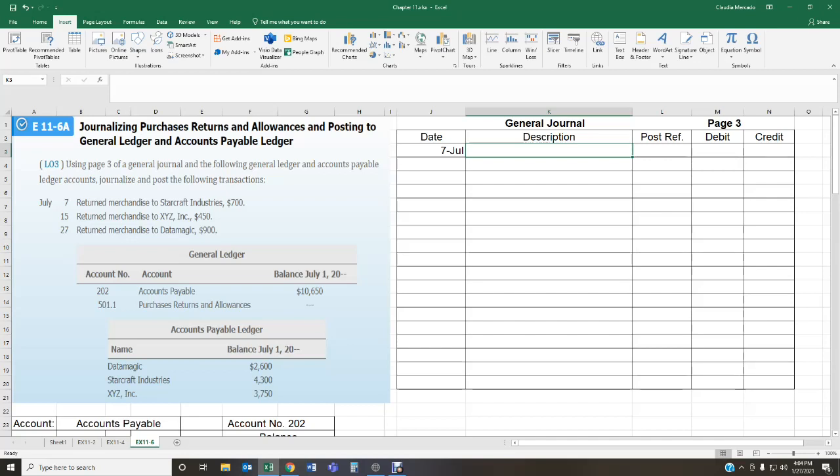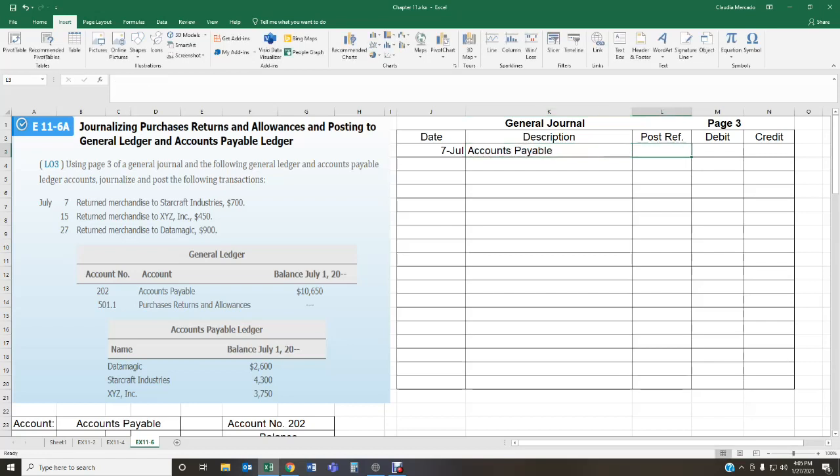So, July the 7th. We returned merchandise to StarCraft Industries. Okay, so we had purchased merchandise from StarCraft. Now we're returning $700 worth of merchandise to them. And this merchandise had been purchased on account. So every time that merchandise is returned, like in the case that we have here, the 3 different dates are returns, we're going to go ahead and debit our accounts payable.